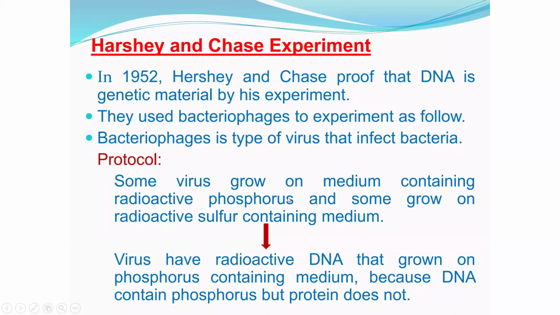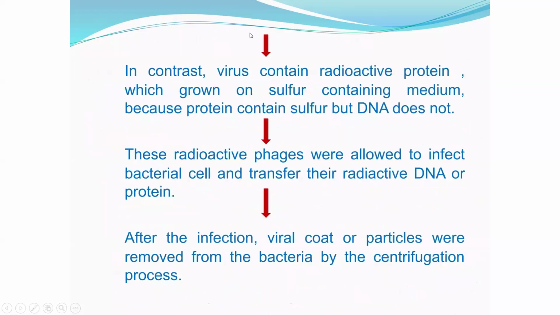Some viruses were grown on a medium containing radioactive phosphorus, and some were grown on a medium containing radioactive sulfur. So viruses grown on the phosphorus-containing medium have radioactive DNA, because DNA contains phosphorus but protein does not. In contrast, viruses grown on the sulfur-containing medium contain radioactive protein, because protein contains sulfur, but DNA does not.